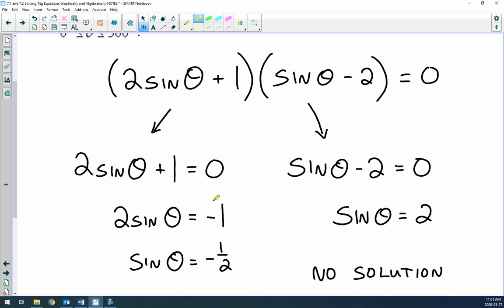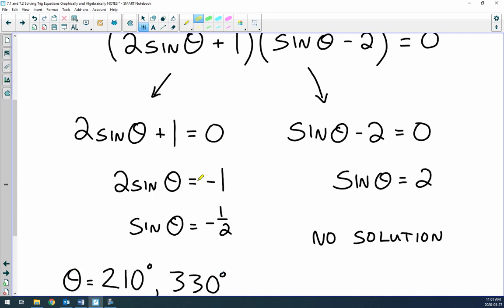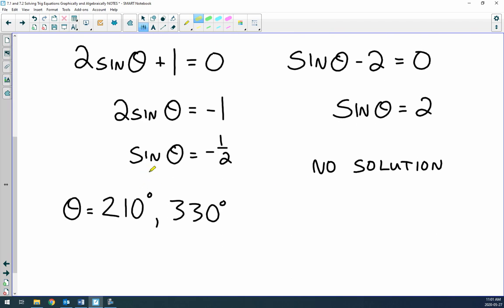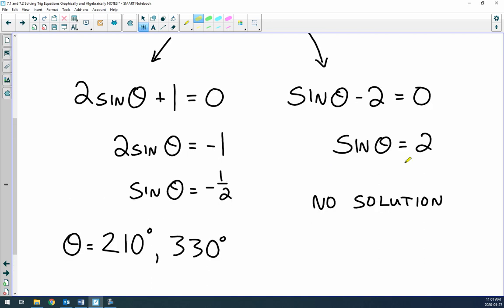Split them, set them equal to 0 and do all the math. Move the 1, divide by 2. This one, just move the 2. So sine theta equals negative a half. Just look at your unit circle, and you can see that theta equals 210 and 330. Now, what about this one here? Sine theta equals 2. Well, you realize there's no solution. Sine and cosine can't be greater than 1 or less than negative 1. Tans can be, because of the ratio, but sine and cosine cannot. So in this case, there's no solution for that one.